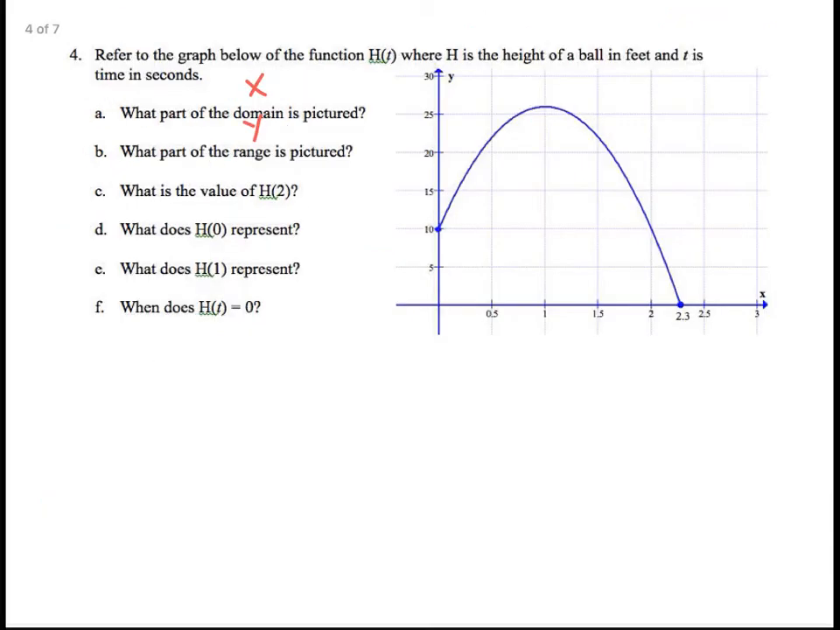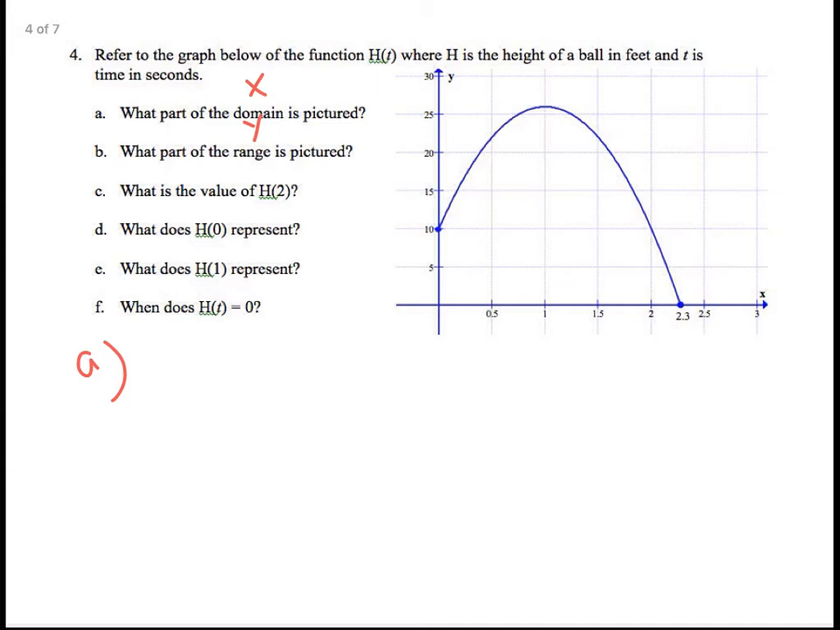Alright, looking at a graph now, it says refer to the graph below of the function h of t, where h is the height of a ball in feet and t is time in seconds. So A says what part of the domain is pictured. So I put a little note in there right away. Domain is what is our x values here.